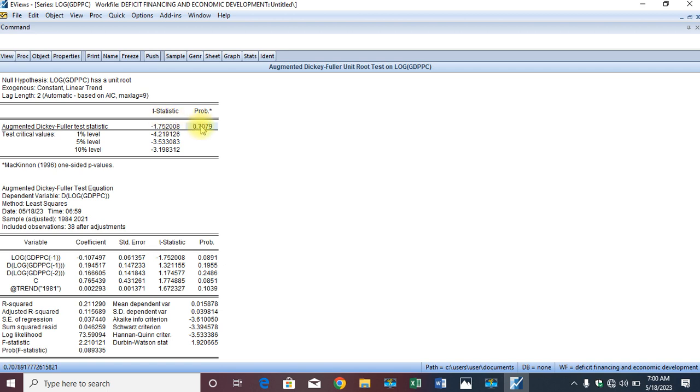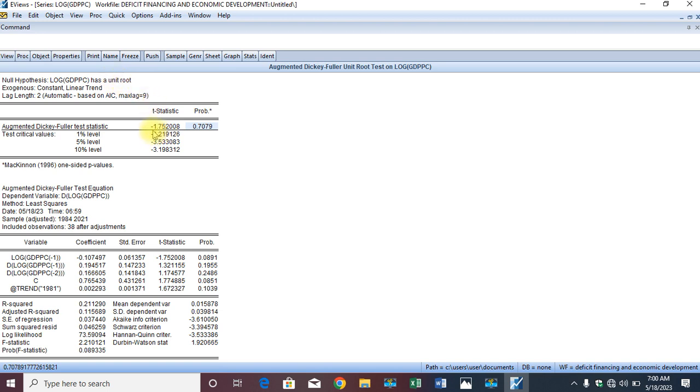Whenever the probability value of a unit root test is above 5%, it means that the null hypothesis is accepted. Again, whenever the p-value of a unit root test is more than 5%, it means that the null hypothesis is accepted. What is the null hypothesis? That the variable has a unit root, or it has a unit root problem.